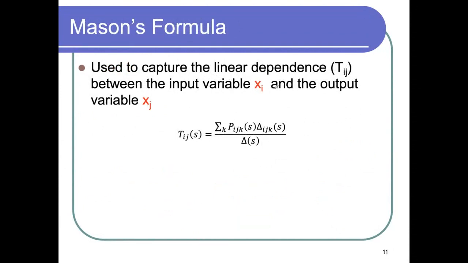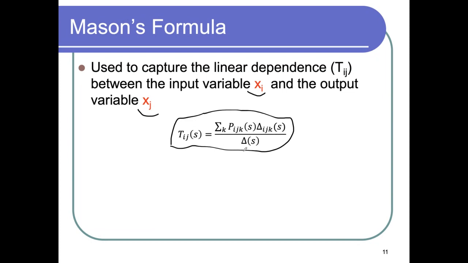And we have what's called non-touching loops, and we will see why we need them later. Two loops are said to be non-touching if they do not have a common node. These two loops are touching because they have y in between. However, if I have another loop here, then I will say that the two red loops are not touching.